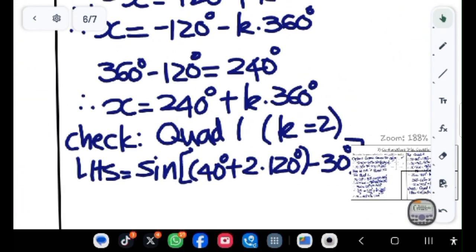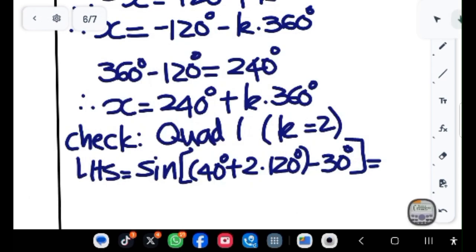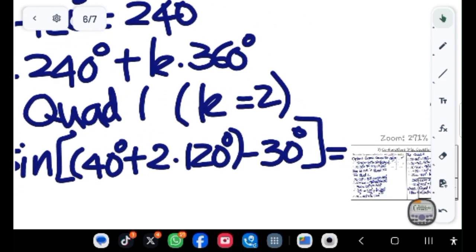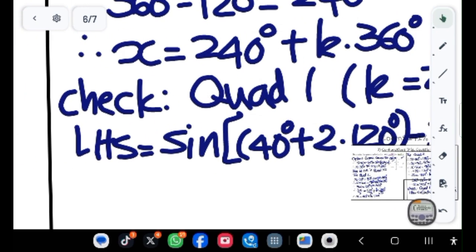That gives us sine of 40 plus 2 times 120, all of that minus 30 degrees, which gives us negative 0,939. And then let's check the right hand side.